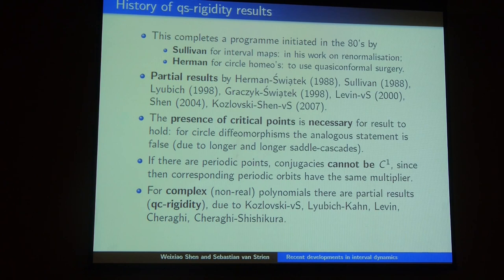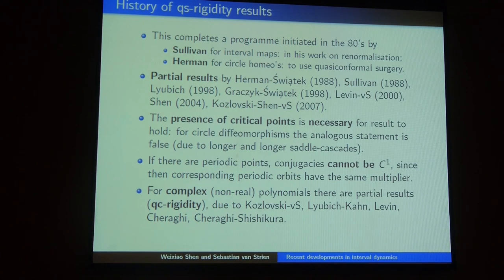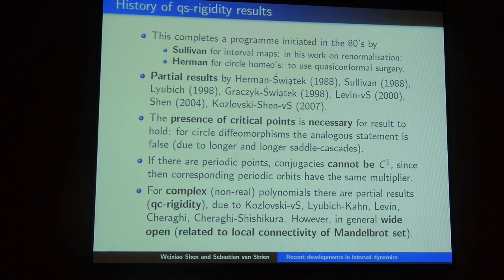And there are actually very many results which are about non-real polynomials, complex polynomials. For example, Kahn and Lyubich have a result which Misha already talked about this morning. And there are some other results which are all about complex polynomials. But in general, there it's a very tricky question. And it's also very closely related to the local connectivity of the Mandelbrot set. So in the complex case, it's probably not so easy to obtain this. But in the real case, actually, it turns out to be true.